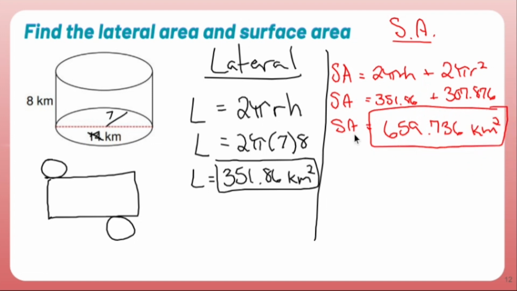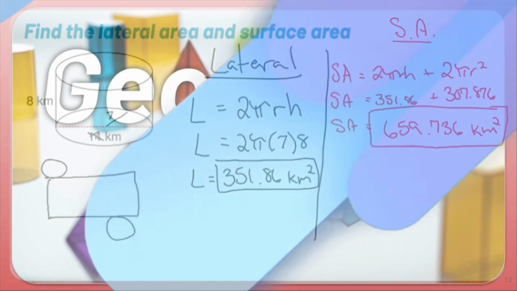So, let's just say that you were making some kind of tower and you needed it to be 8 kilometers high and 14 kilometers long, and you're like, oh man, I wonder how much material I need. You're going to need roughly 659 square kilometers of material, which is roughly the size of Rhode Island. Probably not Rhode Island, but maybe like a city, like Philly. So a lot.